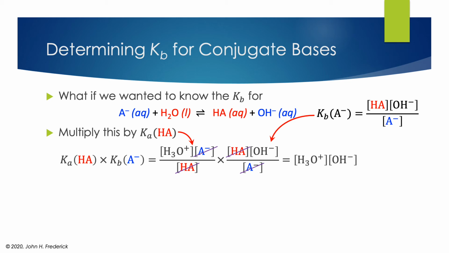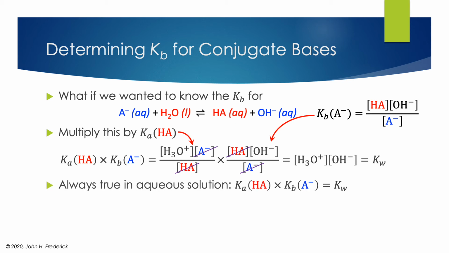What that results in is that the product of these two equilibrium constants is just going to be the hydronium ion times the hydroxide ion, and we know what that is. That's equal to Kw. So while this may not have been the first thing that occurred to you, by making this multiplication, we actually have an astounding and great relationship to utilize here that is always true in aqueous solution, that the Ka of a weak acid times the Kb of its conjugate base is always going to equal Kw, which in fact is a constant.